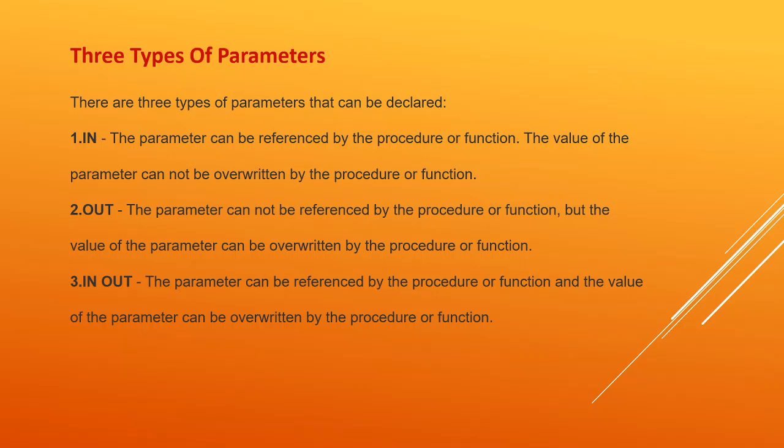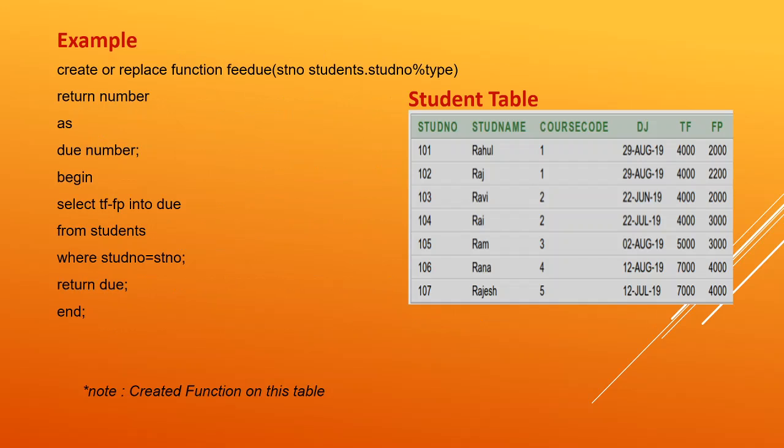Alright, so there are three types of parameters, a very important question even for your university exams. So what are the three different types of parameters? In, out and in out. In for receiving, out to give out the value after execution. In out can do both the things of in and out.